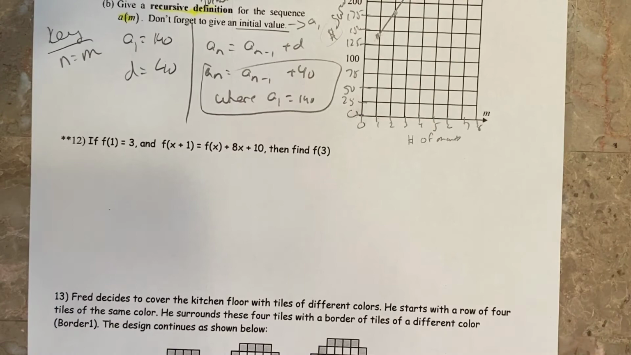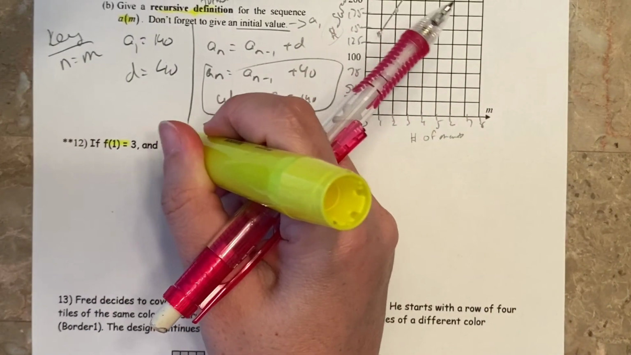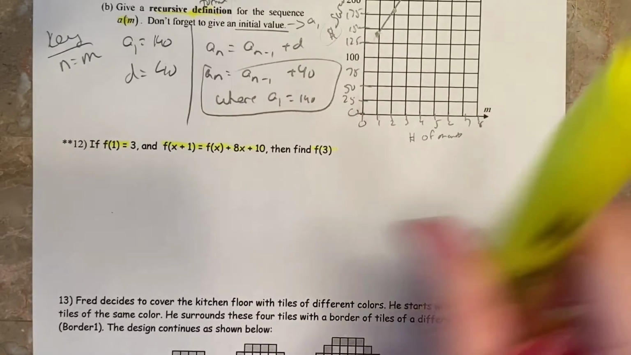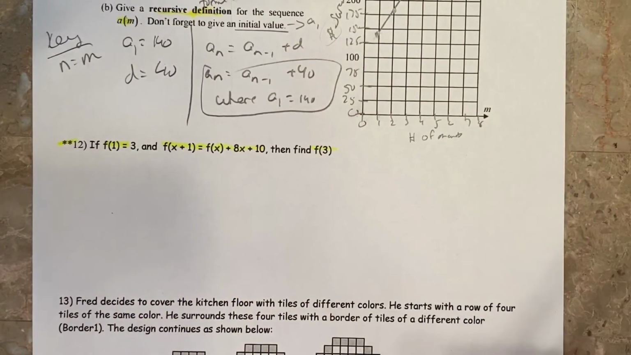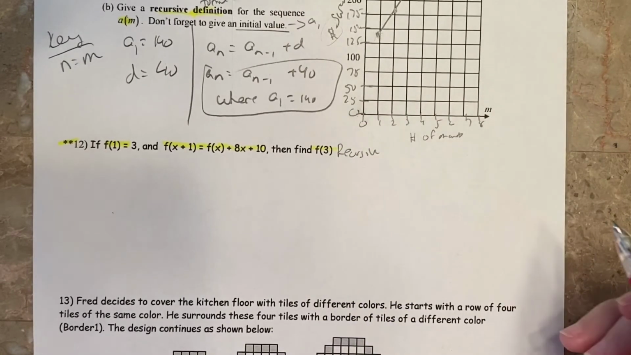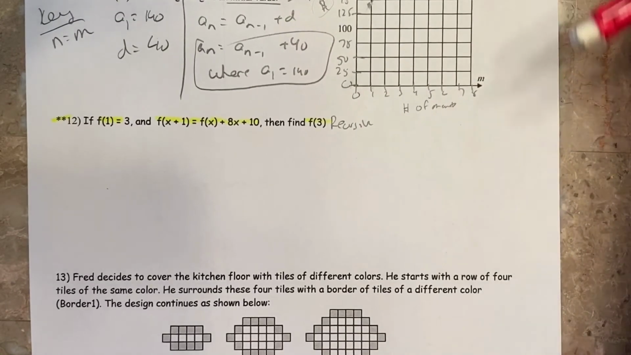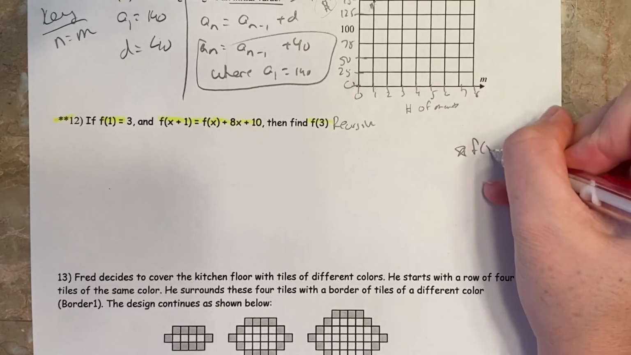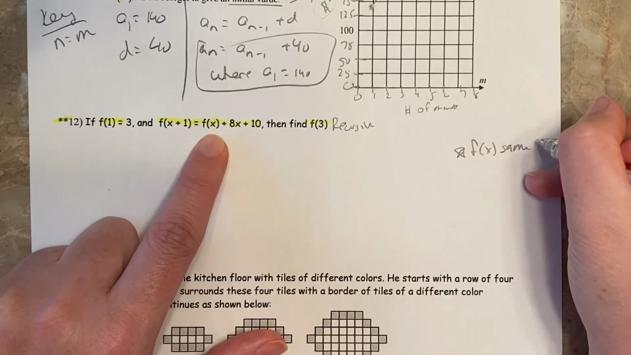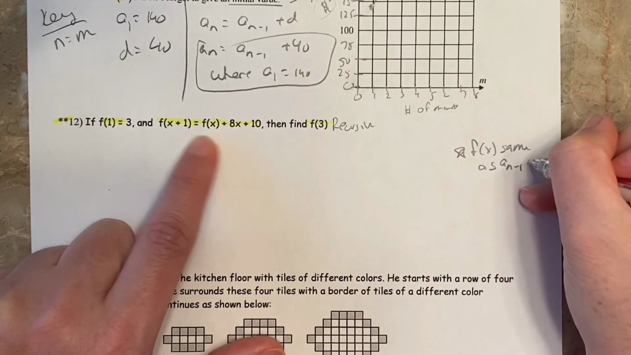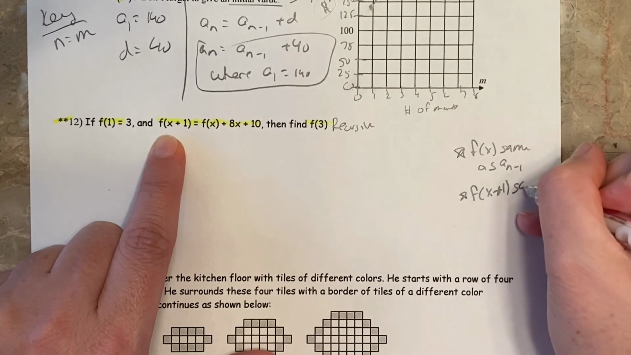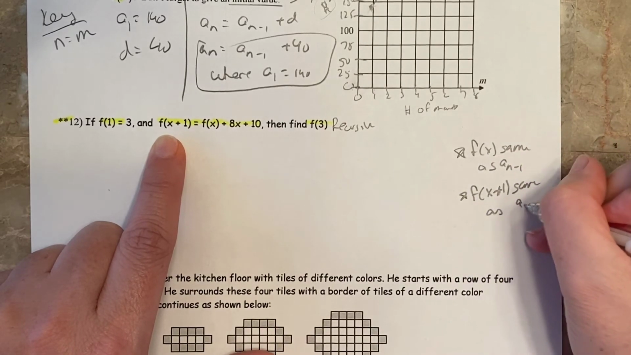Two more. So if f of 1 equals 3 and f of x plus 1 equals f of x plus 8x plus 10, then find f of 3. And this gets a double star. This is, in my opinion, the toughest recursive they can give you. I did one of these with you on the other packet, excuse me, on a previous day. So f of x is the same as a sub n minus 1, and f of x plus 1 is the same as a sub n, okay?